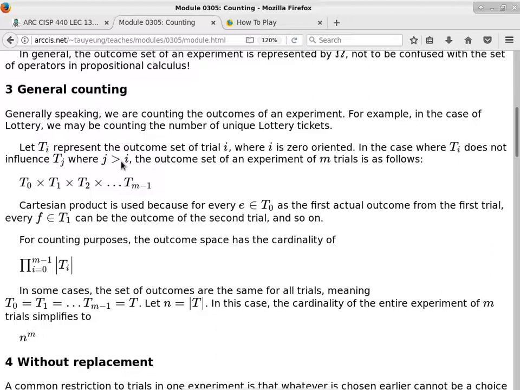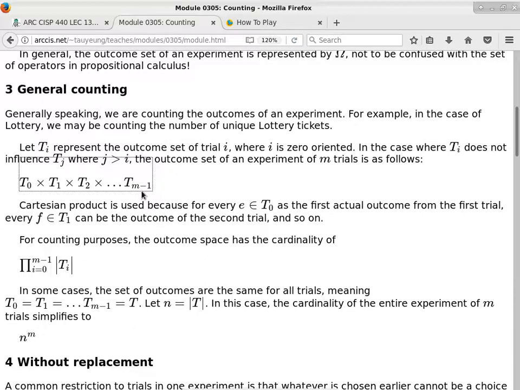But in lottery it does, because in lottery you start off with 69 numbers to begin with, but after the first trial you only have 68 numbers left. After the second trial you only have 67 numbers left. So in that case it is no longer fulfilling this requirement. So assuming that your trials are independent, then the set of all the outcomes of an experiment with M trials is going to be the Cartesian product of T0 times T1 times T2 all the way up to T subscript M minus 1. Is that making any sense?